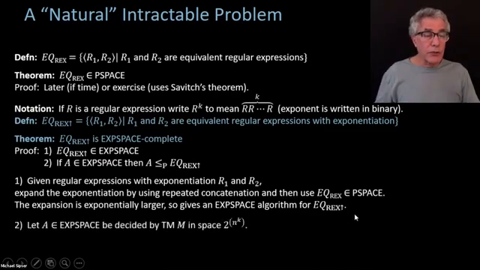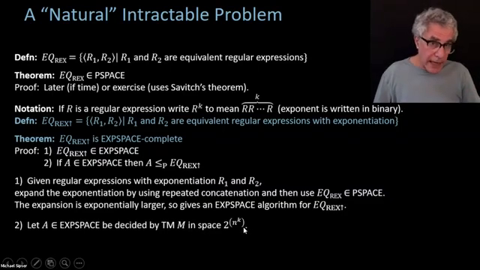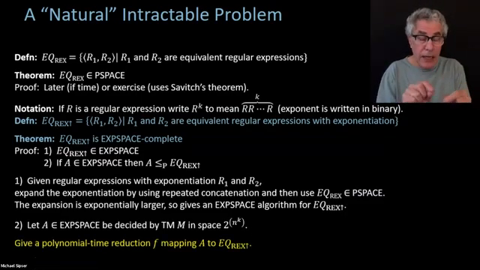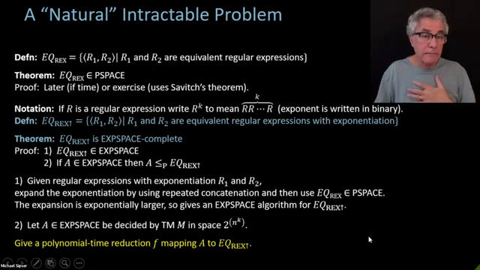But now what we're going to do, the interesting part, is the reduction. So given some language A in exponential space, say decided by some Turing machine in that amount of space, 2 to the n to the k, we're going to give a reduction that maps A to this equivalence problem. Got it? That is the plan.